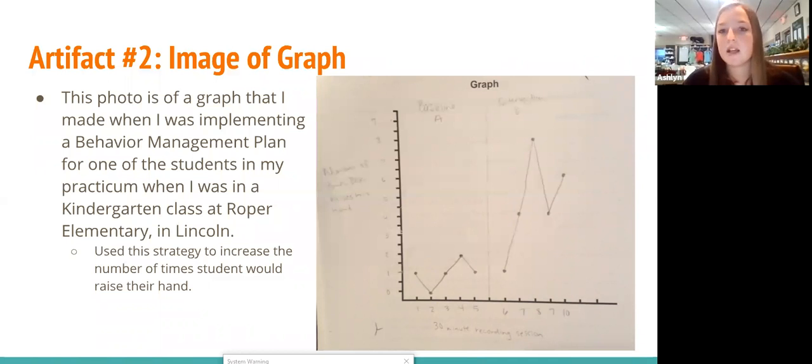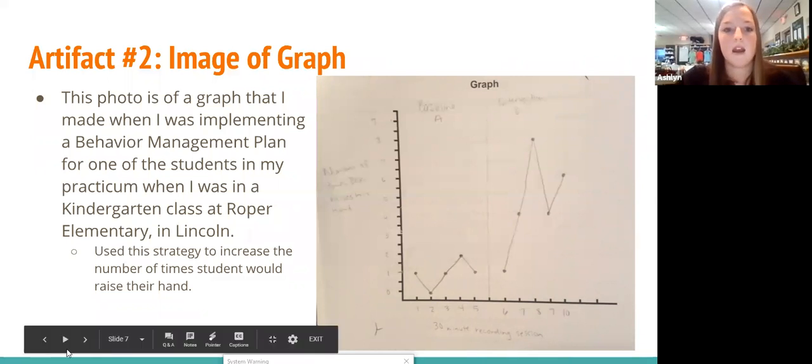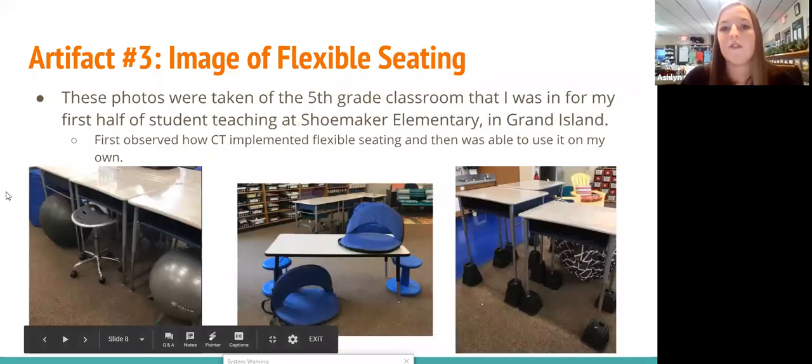And reinforcement was something that was really important to this plan. At first, I just thought I could use anything to reinforce him. I didn't really think it'd matter, but I quickly found out that you need to find something that interests him, something that'll push him to want to raise his hand more so that he can get that reward. And once I found that reinforcement that really interested him, his hand raising increased and he started participating more in class.